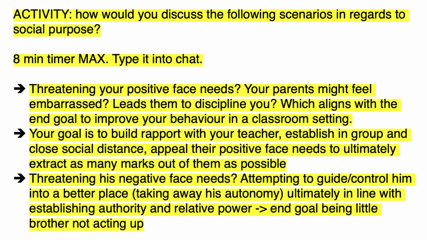Or threatening the little brother's negative face needs, attempting to guide or control him might take away his autonomy. It might be in line with establishing authority and imbalance relative power. But the end goal is for the little brother to not act up.